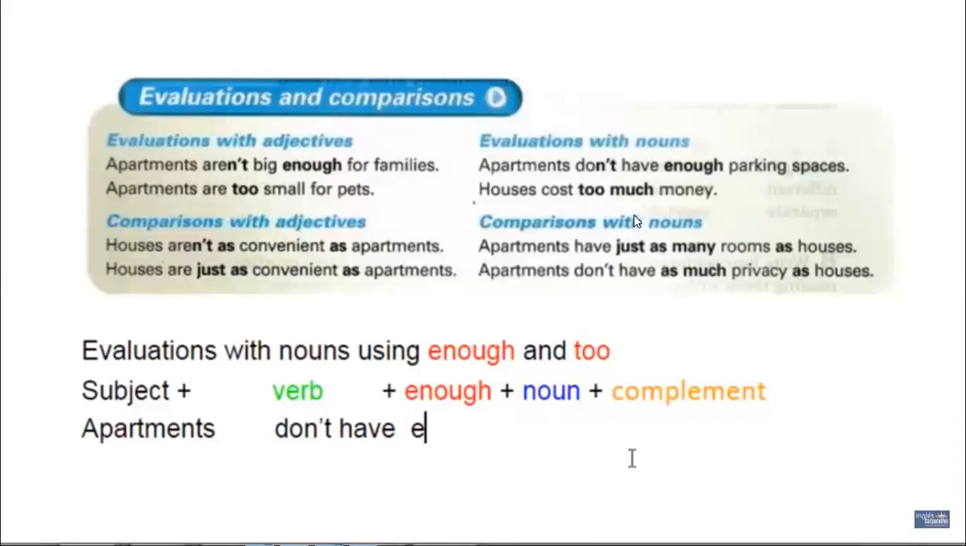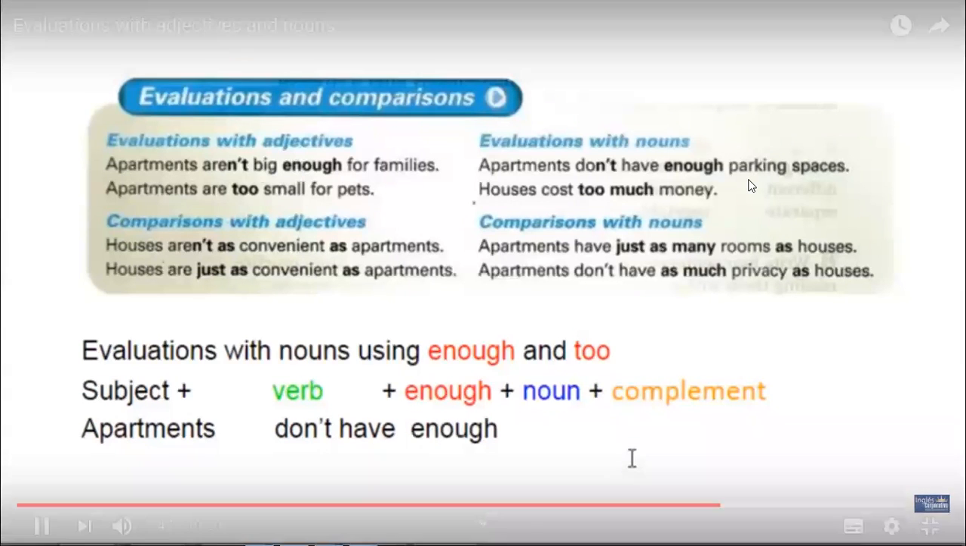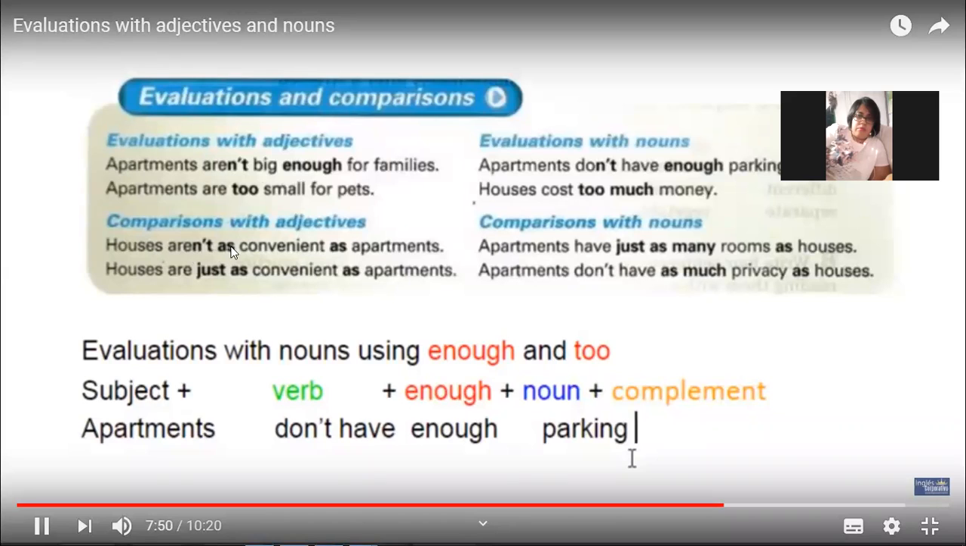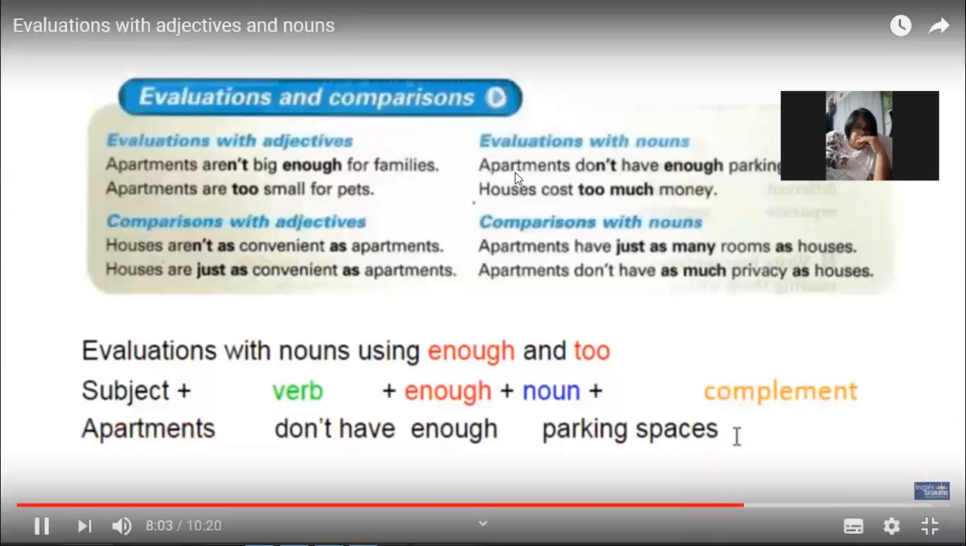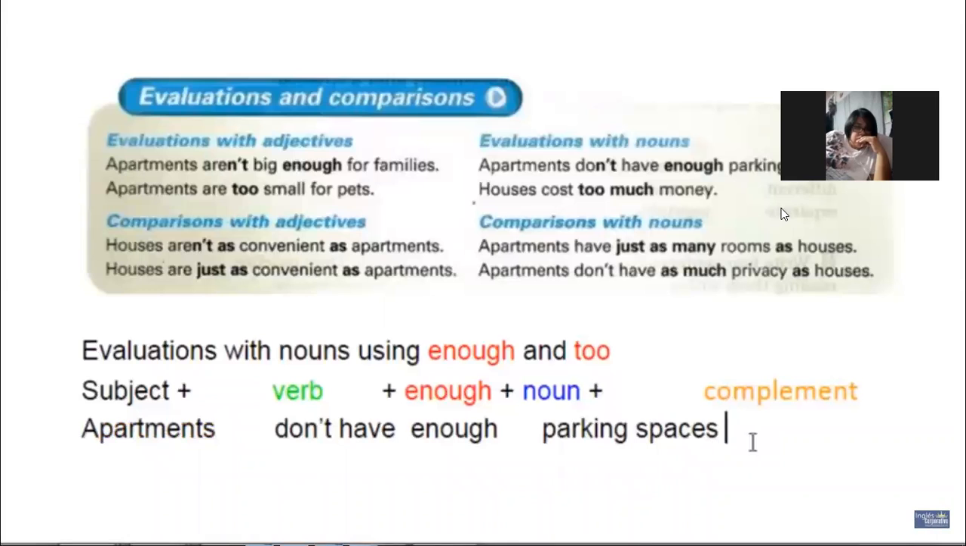So let me give an example here. Don't have enough, and then whatever noun that we want to include. So in this case, don't have enough parking spaces. Okay? So the noun is parking spaces. And then you can think of a complement, if you will. So you can include something else there. So for example, what could that be? Don't have enough parking spaces for people, right? That could be the complement. But in this case, the noun is parking spaces.